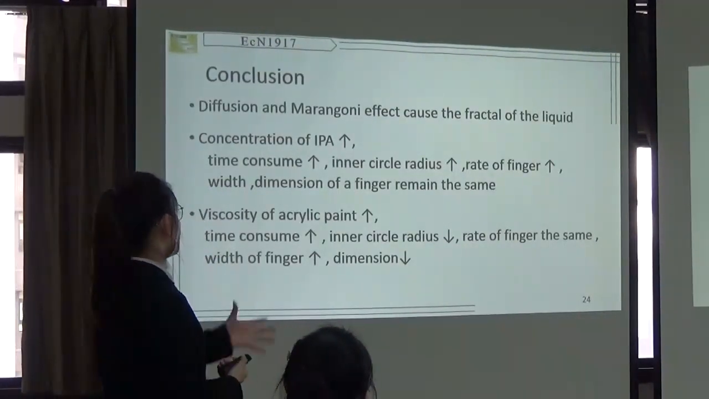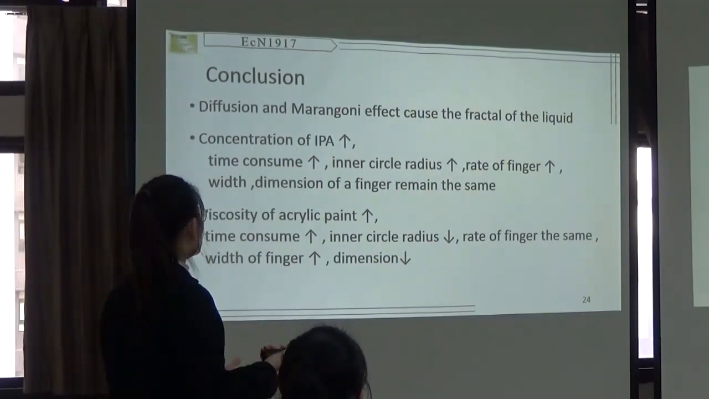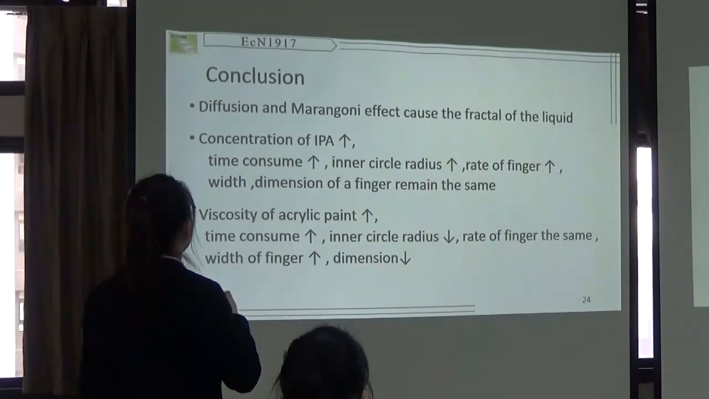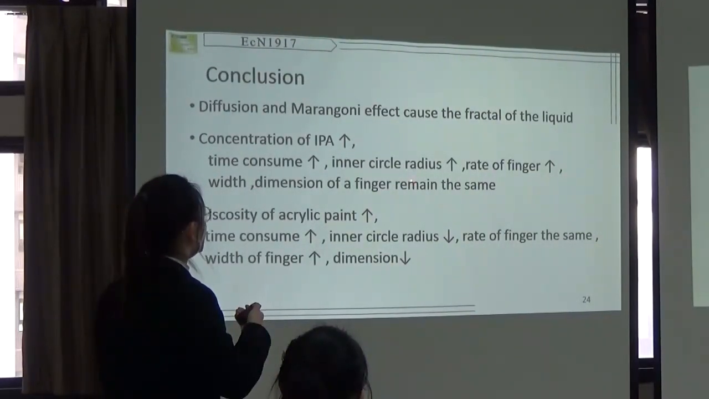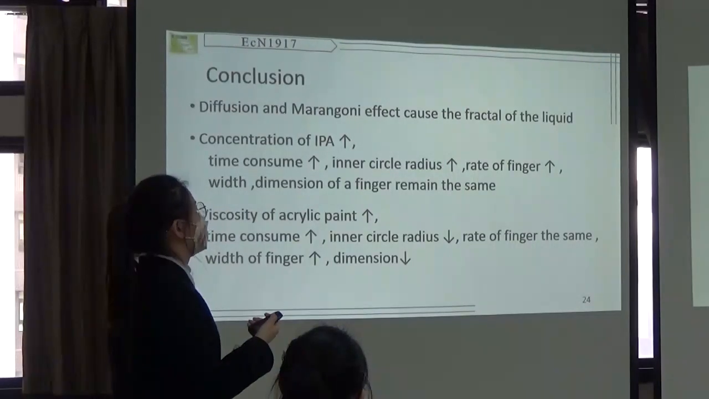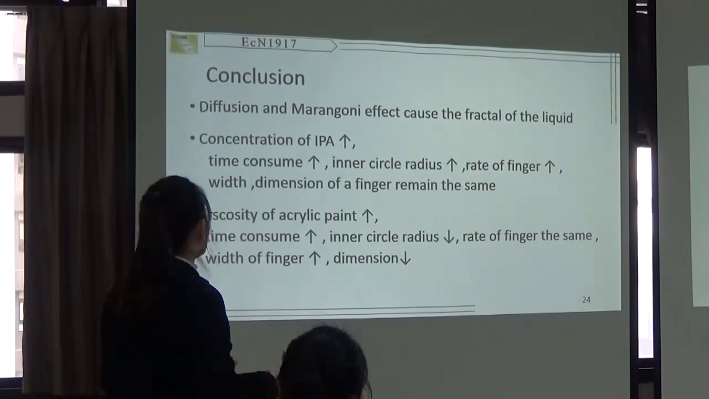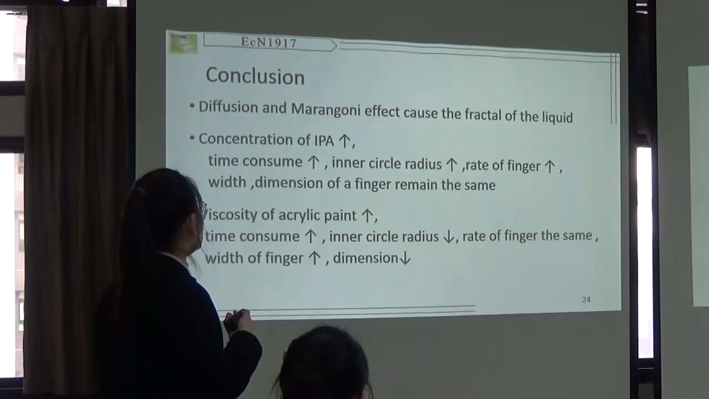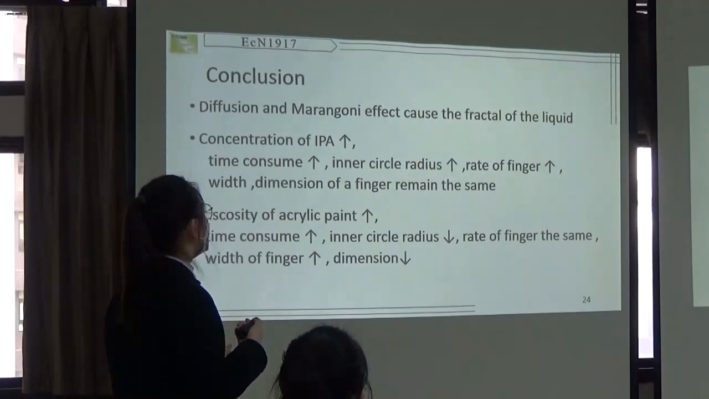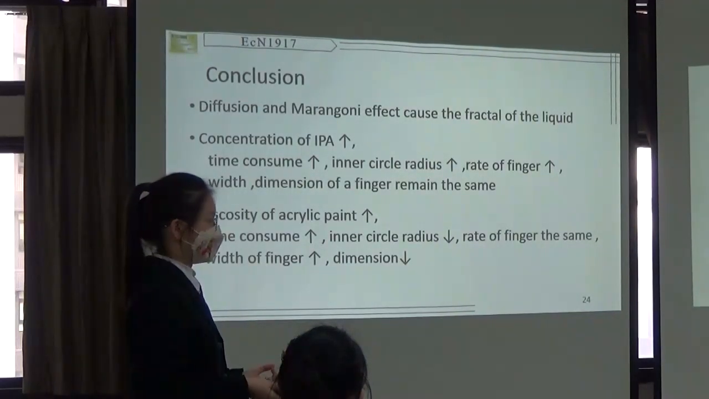Here's our conclusion. First, diffusion and magnetic effect will cause the fractal of the fingers. For the experimental part, when the concentration of isopropyl alcohol increases, time consumed increases, inner circle radius increases, and the rate of finger increases. Weight and dimension of the finger remain the same. And for changing the viscosity of acrylic paint, with an increase, the time consumed increases, inner circle radius decreases, rate of finger remains the same, and weight of finger increases, dimension decreases.